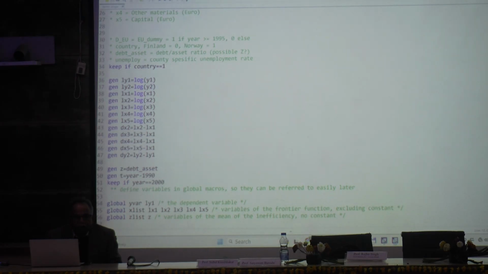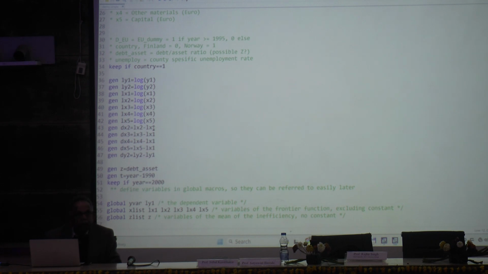And then if you look at line 43, I'm doing dx2 is lx2 minus lx1 and so on. So d variables are, remember, this is when we were talking about the input distance function. I just said one variable on the right hand side are expressed as ratios. So if you want to use x1 or log of x1 on the left hand side, the right hand side x variables are going to be x2 over x1, x3 over x1 and so on. So this is how you create those variables, right? That dx2 is basically log of x2 minus log of x1.